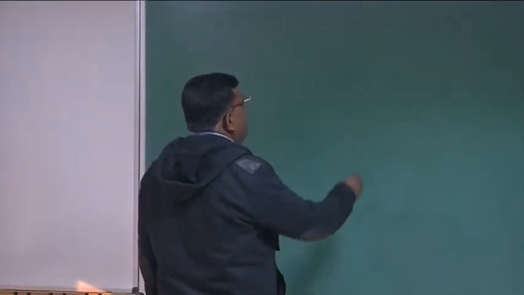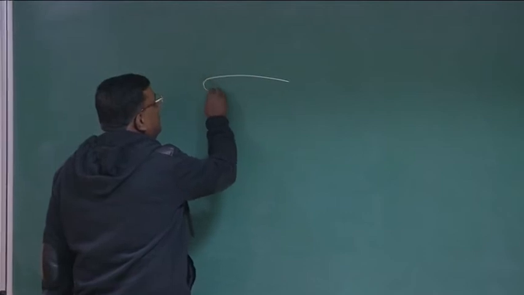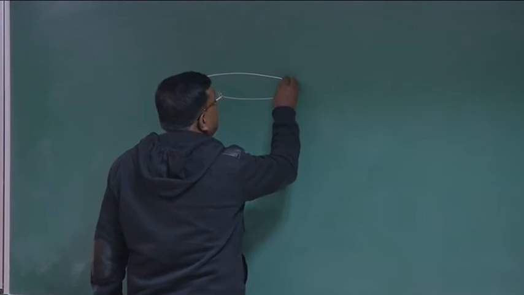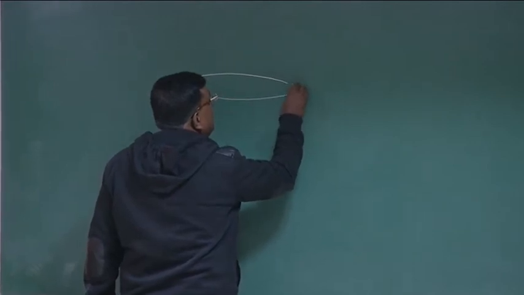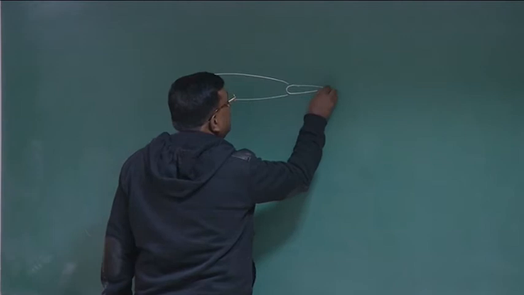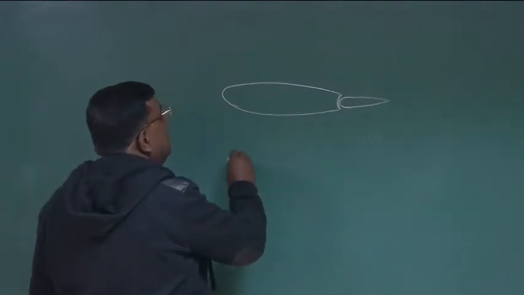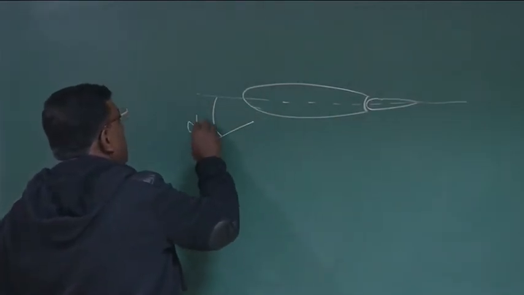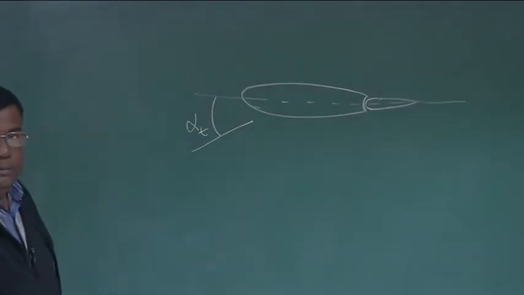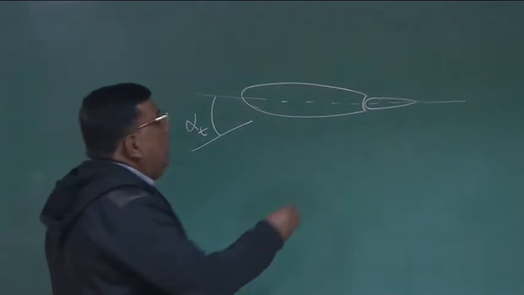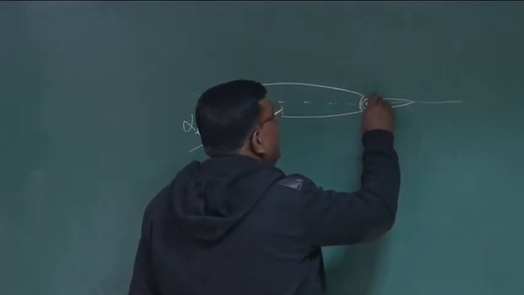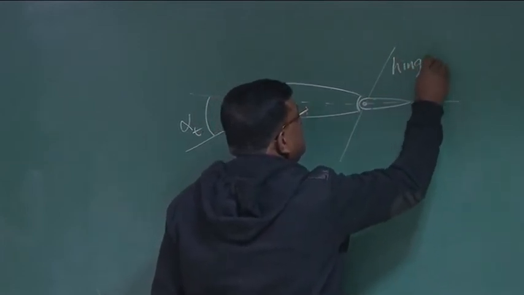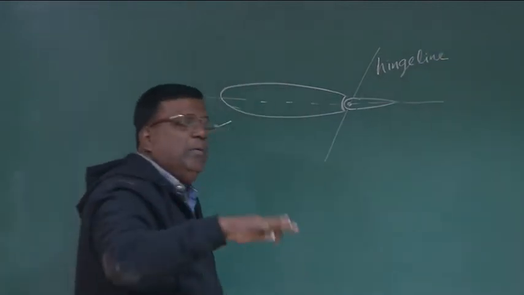Let us have a closer look at the tail. This is the horizontal tail. Since I am talking about longitudinal stability, I am mostly talking about the horizontal tail. And let's say this tail is seeing some angle alpha t, alpha tail. And as you know, these elevators are hinged through a hinge line, and they are free to rotate about the hinge line.